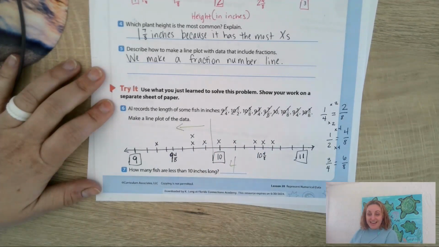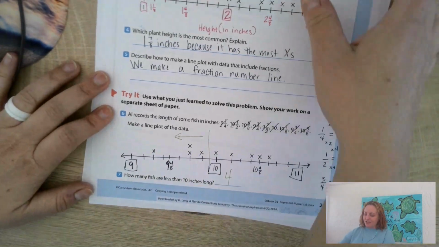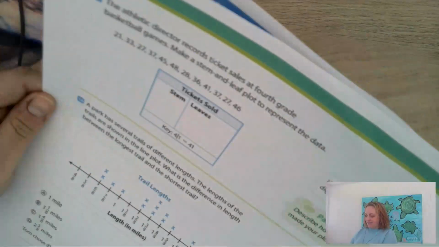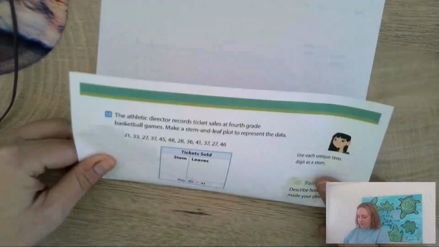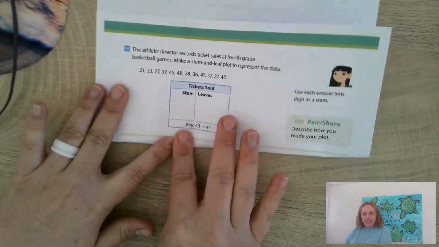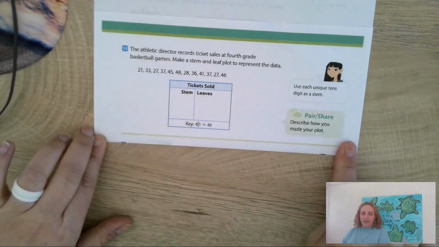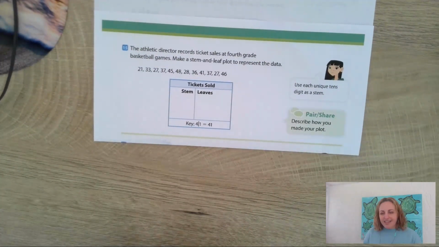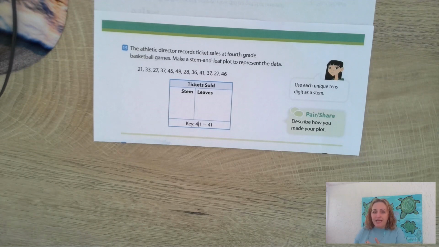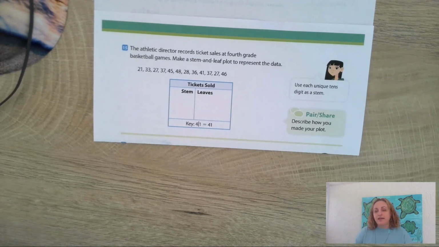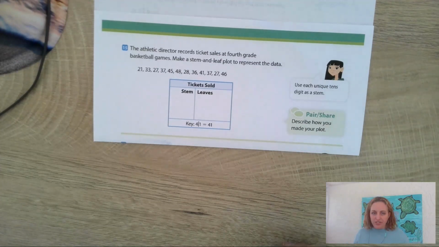All right, now let's take a look at making a stem and leaf plot. We're actually only going to use, get rid of that paper, this top bit. Stem and leaf plots are kind of weird, like we've talked about, but they're not too hard to make. In fact, they're a little bit easier to make than the line plots. Stem and leaf plots are usually dealing with whole numbers, so that makes it a little bit easier.